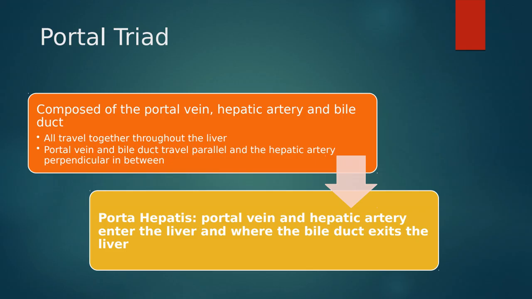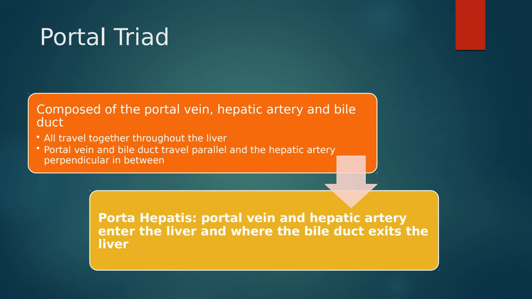We mentioned briefly in our liver module about portal triads, and this is when we're talking about the close relationship between a portal vein, a hepatic artery, and a bile duct. All three of these structures are going to travel together throughout the liver. They're all going to be nearby. So if you see one, the other two are right next to it. There's a bunch of them in the liver, right? The portal vein and the bile duct are going to travel parallel to each other, and we know the hepatic artery is going to travel perpendicular in between the two. That's going to be wherever they are in the liver.